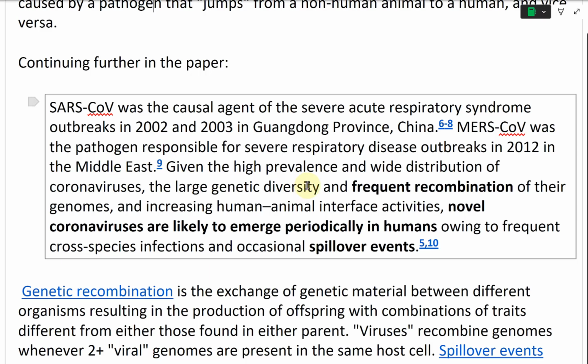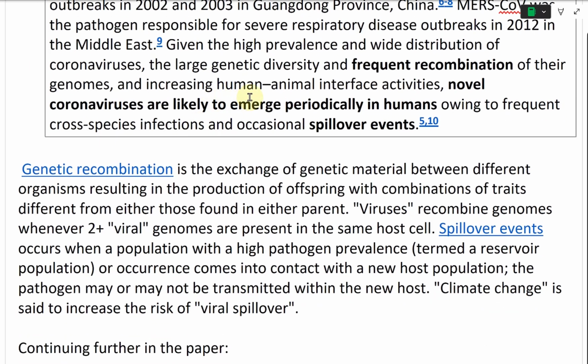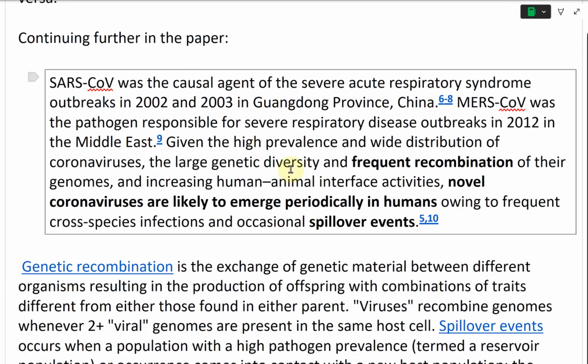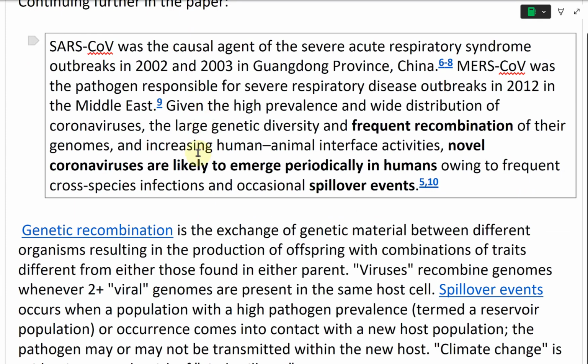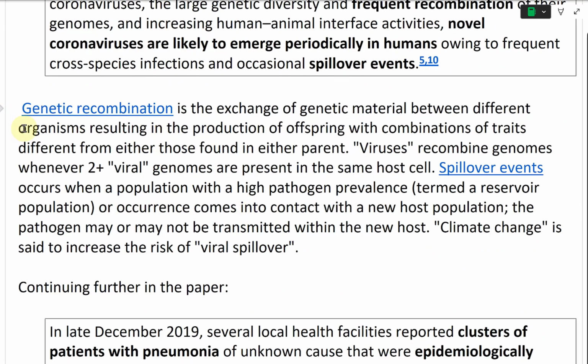And given the high prevalence and wide distribution of coronaviruses, the large genetic diversity and frequent recombination of their genomes, and increasing human-animal interface activities, novel or new coronaviruses are likely to emerge periodically in humans owing to frequent cross-species infections and occasional spillover events. So yes, that's part of the introduction of the paper. And again, just a lot of mainstream assumptions that this paper just assumes.